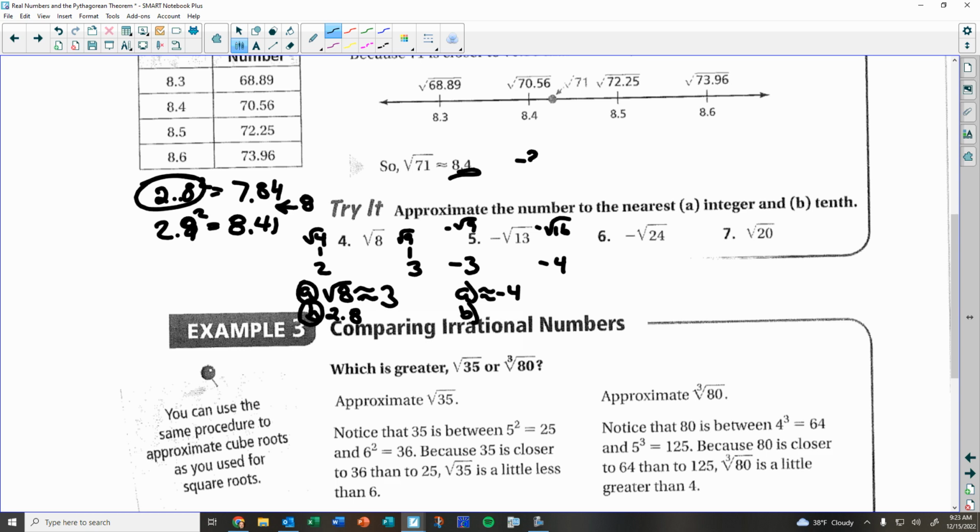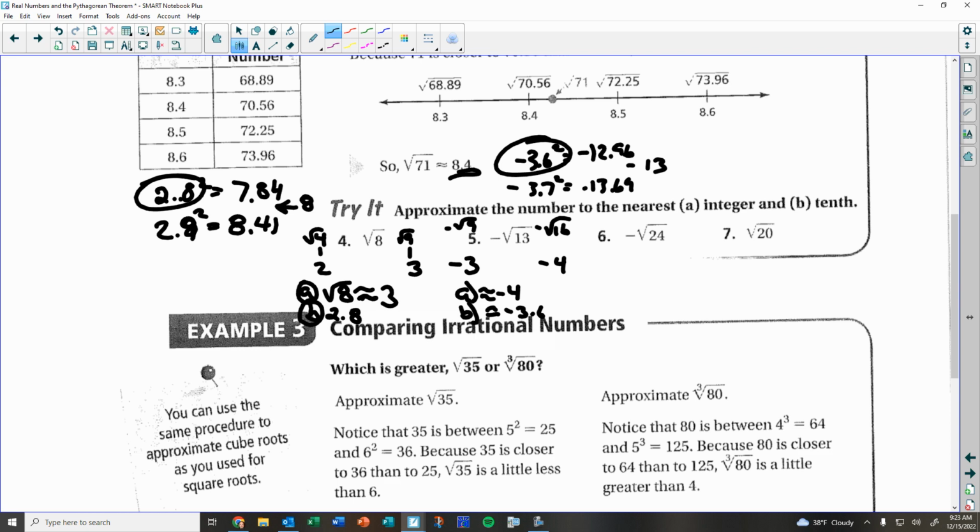So -3.6 squared, and again, if we make it negative, is this. And this is this. So where does 13 fall in there? What's it closer to? -13, by the way. Is it closer to 12.96 or 13.69? Yeah, 12.96, right? So we would say this is about -3.6. And again, it's not asking for an accurate answer, right? Because it asked you to round, approximate. That means that's not an exact answer, right?